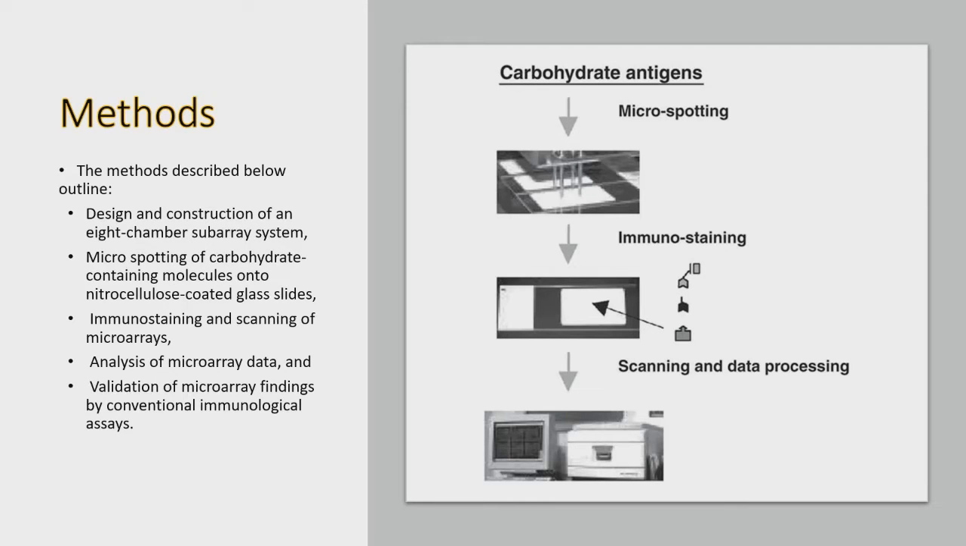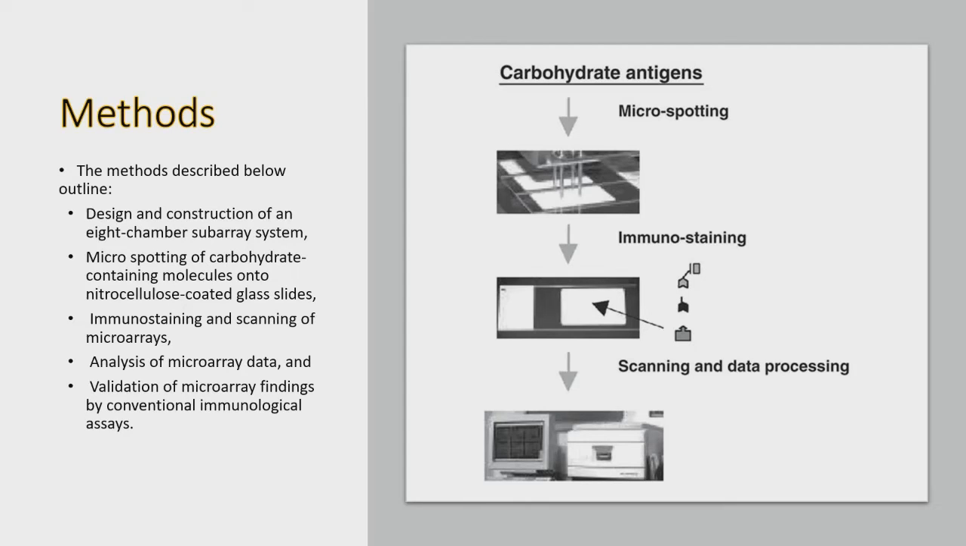Under the methods, the first method is the design and the construction of the chip. Here, an 8-chamber subarray system was designed to construct the customized carbohydrate microarray. Each microglass slide contains 8 separated subarrays. The microarray capacity is approximately 600 microspots per subarray. A single slide is thus designed to enable 8 microarray assays. A similar design with array capacity of approximately 100 microspots is also commercially available.